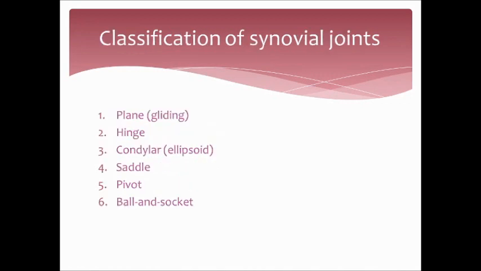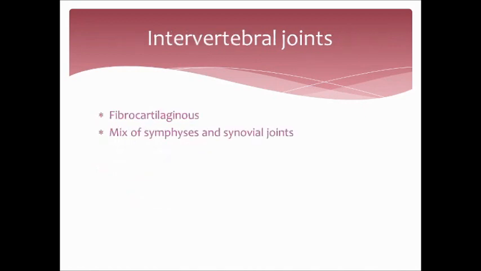Classifications of synovial joints: we have plane or gliding joints, hinge, condylar or ellipsoid, saddle, pivot, and ball and socket. We won't be talking about these specifically, but we may come up with some examples of these joints moving forward.